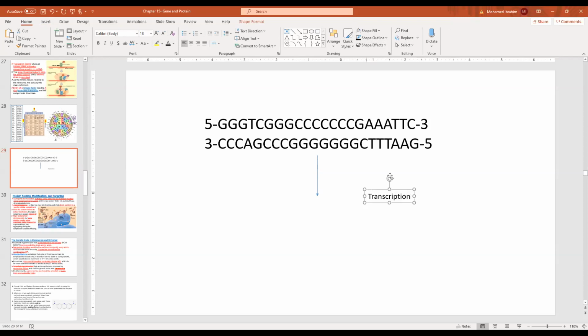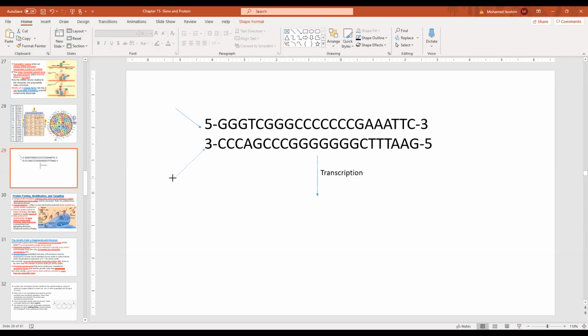Transcription means creating messenger RNA, right? So now, if I give you these two strands of DNA, which one will you choose or select to make RNA? Let's first identify those two strands, because when you say transcription, you need to identify those strands. You have the 5' to 3' strand, and you have another strand which is opposite.